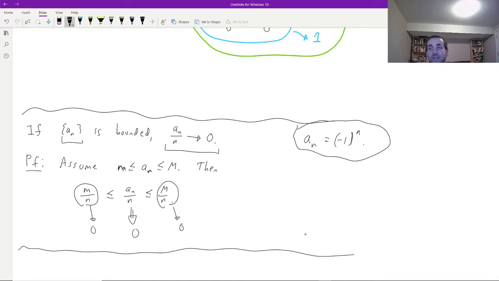So that's it. That's how you use the sandwich theorem, and there's probably not a whole lot to say about that. In the remainder of this section, we'll learn how to calculate even more limits.